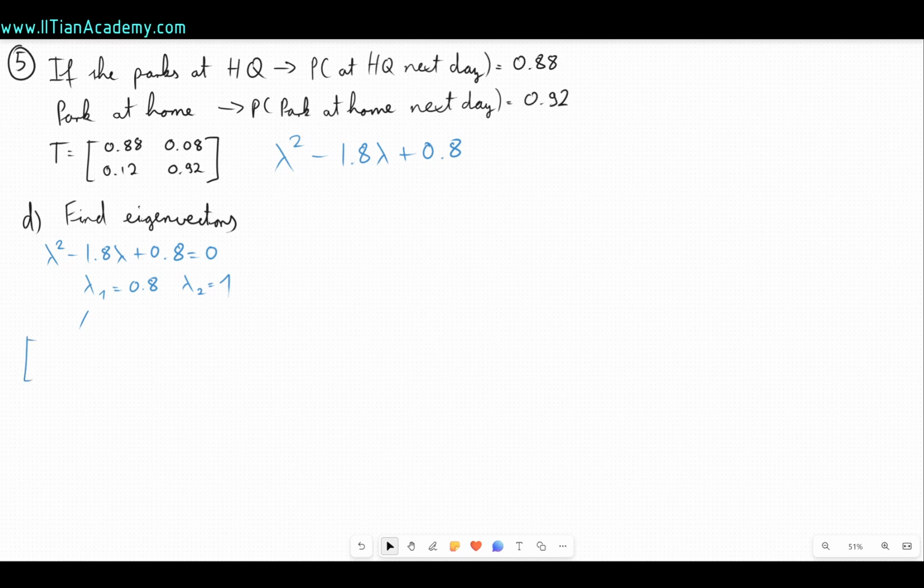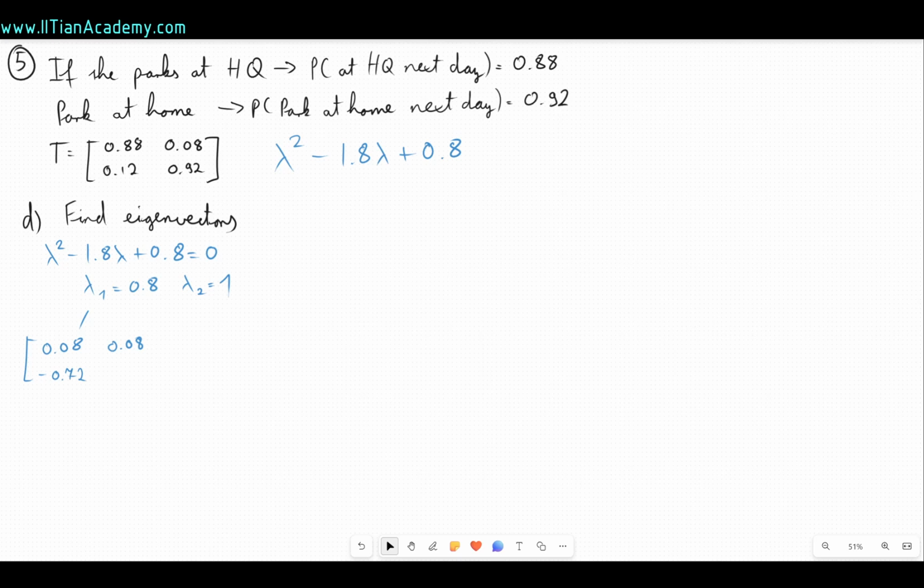So we need to do 0.88 minus 0.8, that's 0.08. And then this stays the same. And then we again subtract it. This will be minus 0.72. And this other one will be 0.072 and 0.